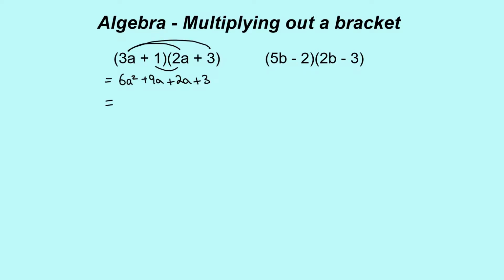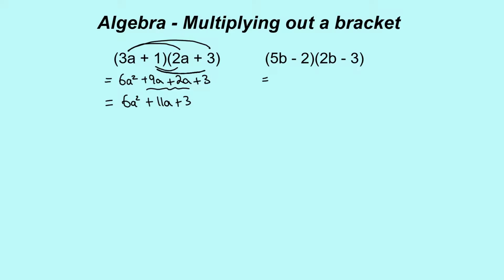Final step is just to tidy up the terms. So we've got an a squared term. That's going to stay the same. We have these two terms here, which are both a terms. We can collect them together. 9 add 2 is 11, so plus 11a, and then the plus 3 at the end to give us our final simplified answer. This one's a little bit trickier because it has negative numbers, so we've got to be a lot more careful here, but it's still the same process.